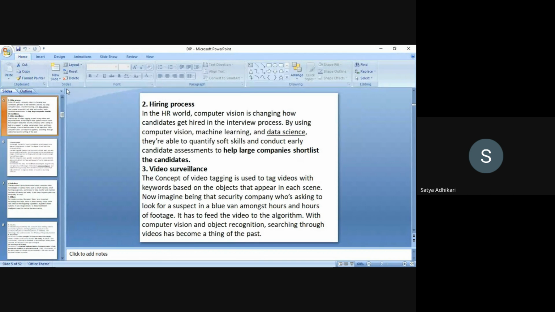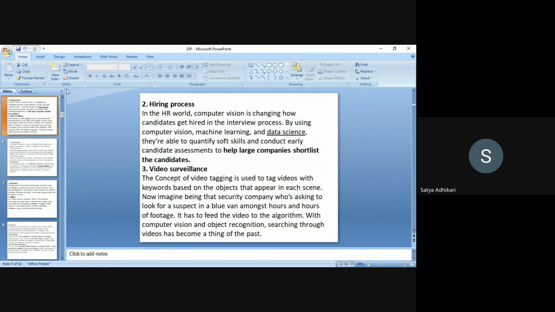Also, video surveillance. This is also video tagging, used to tag video with keywords based upon the objects that appear in each scene. So imagine being a security company asked to look for a suspect in a blue van amongst hours and hours of footage. You would have to feed the video to the algorithm. With computer vision, object recognition searching through video has become a thing of the past.